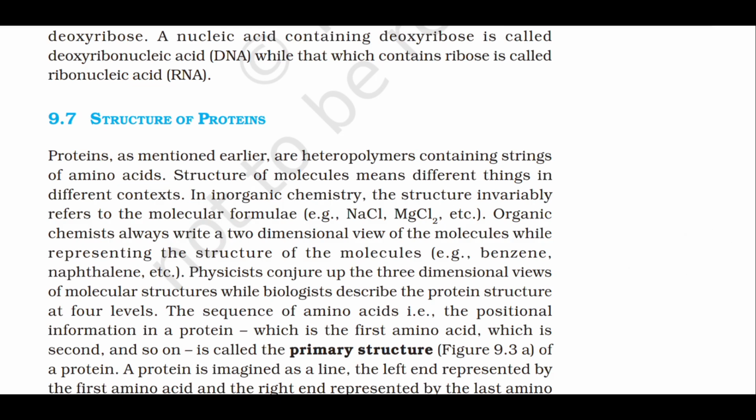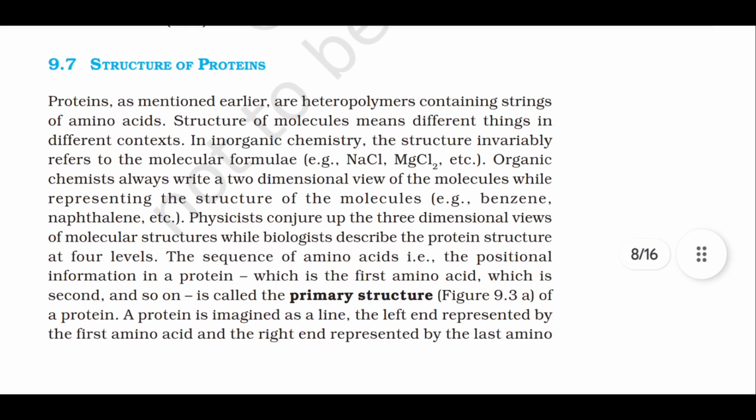9.7 Structure of proteins. Proteins, as mentioned earlier, are heteropolymers containing strings of amino acids. Structure of molecules means different things in different contexts. In inorganic chemistry, the structure invariably refers to the molecular formulae. Organic chemists always write a two-dimensional view of the molecules while representing the structure of the molecules. Physicists conjure up the three-dimensional views of the molecular structures, while biologists describe the protein structure at four levels.